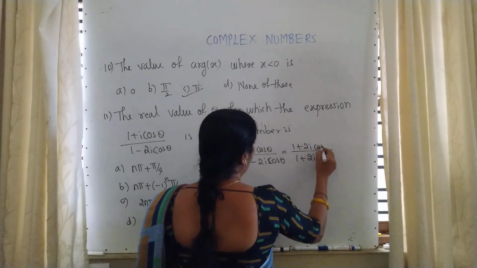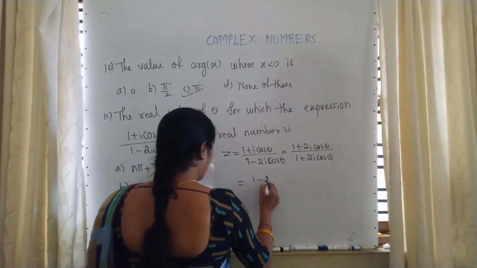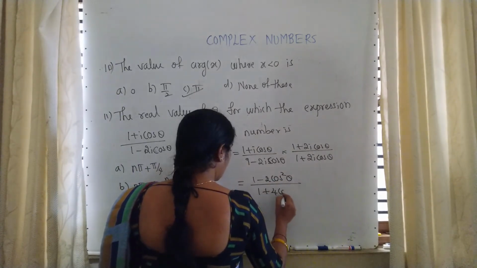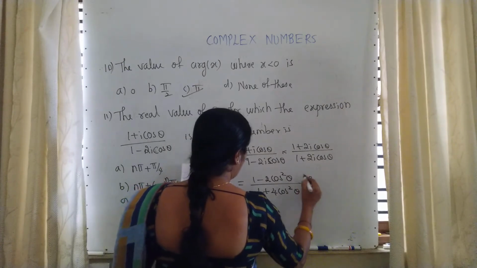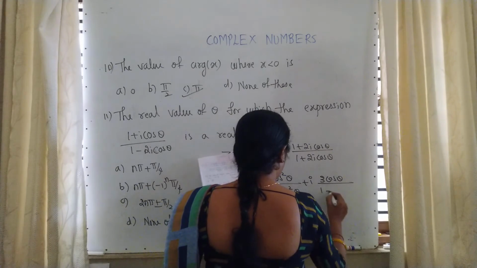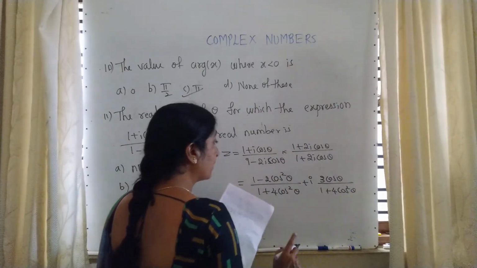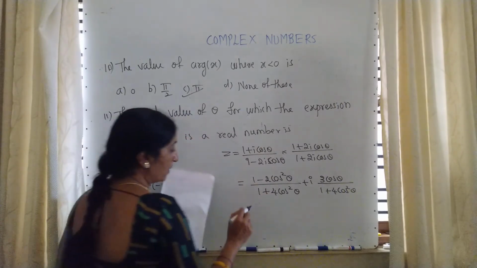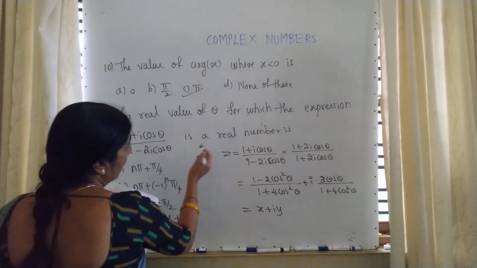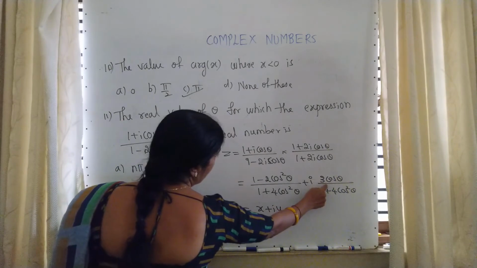After rationalizing the denominator and simplifying, you will get (1 minus 2 cos square theta) upon (1 plus 4 cos square theta) plus i, 3 cos theta upon (1 plus 4 cos square theta). Multiplying term by term and writing in place of i square minus 1, it is in the form of x plus iy. They told that it is purely real. When it is purely real, its imaginary part is 0.